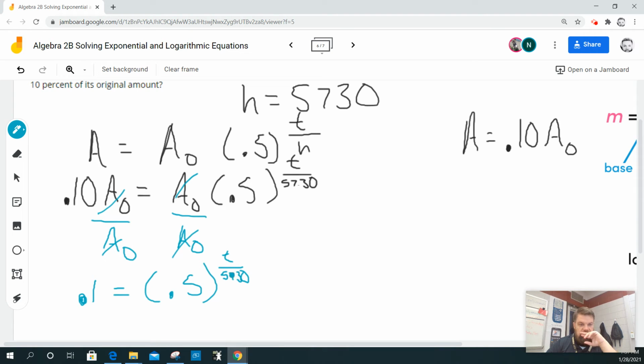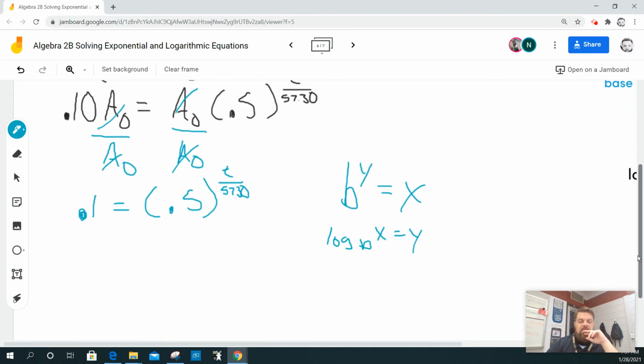5,730. Now, at this point, it looks like B to the Y equals X. And remember, we could convert that to log base B of X equals Y, and then solve. That's one way to do it. But before I do that, let me just make sure.